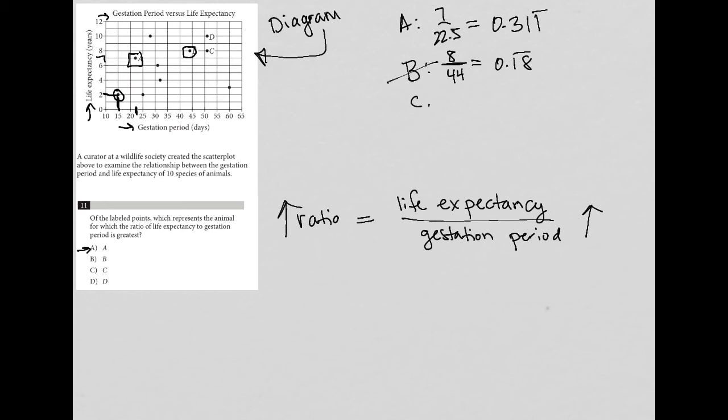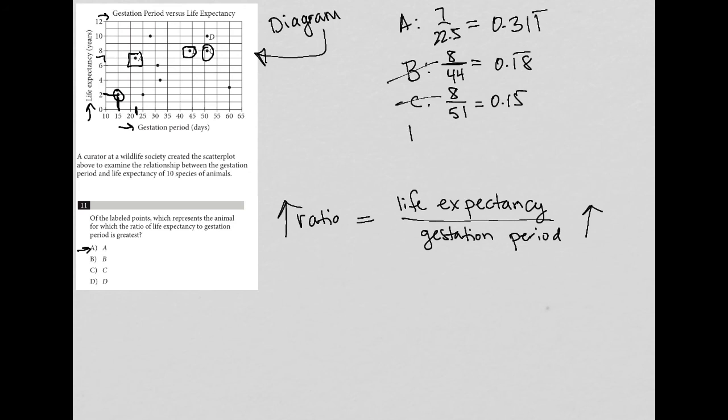So then choice C, same thing. So now I'm here. The life expectancy is 8. So that's my numerator. The gestation period looks like it's right after 50. I'm going to call it 51. Again, maybe it's 52, but I'm pretty sure it's closer to 51. And it should not matter. And then 8 divided by 51 is 0.15, so that's out because A is still larger.